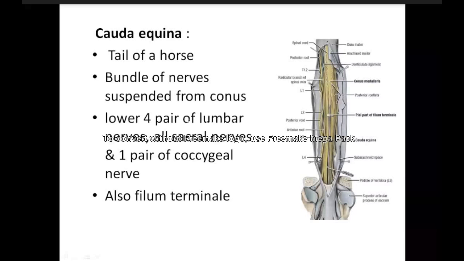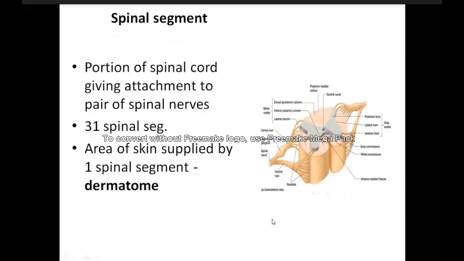Now coming to the spinal segment. What is a spinal segment? It is a portion of the spinal cord which gives attachment to a pair of spinal nerves. So that portion is known as the spinal segment. There are a total of 31 pairs of spinal nerves, so there are 31 spinal segments. And the area of the skin which is supplied by one spinal segment is the dermatome.